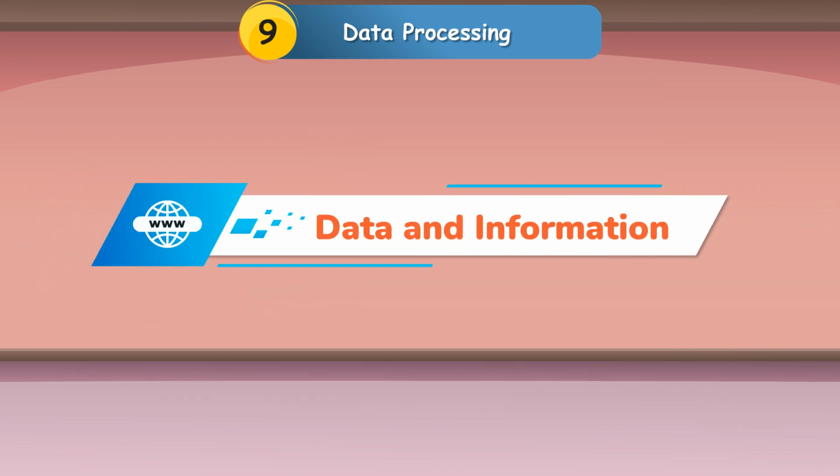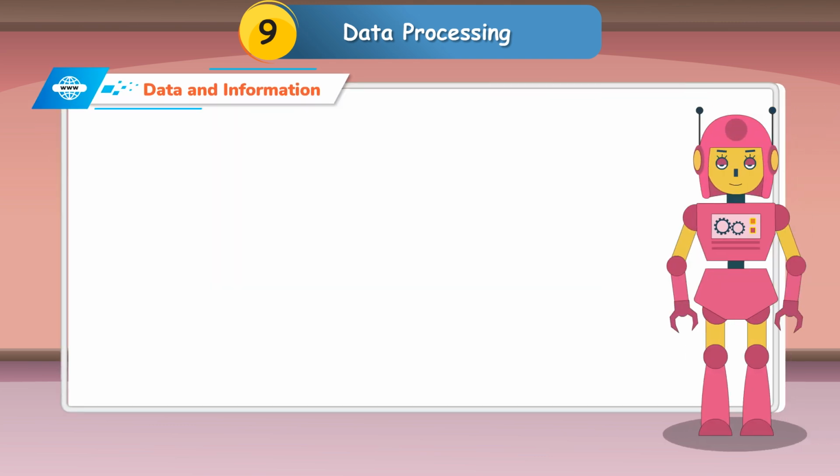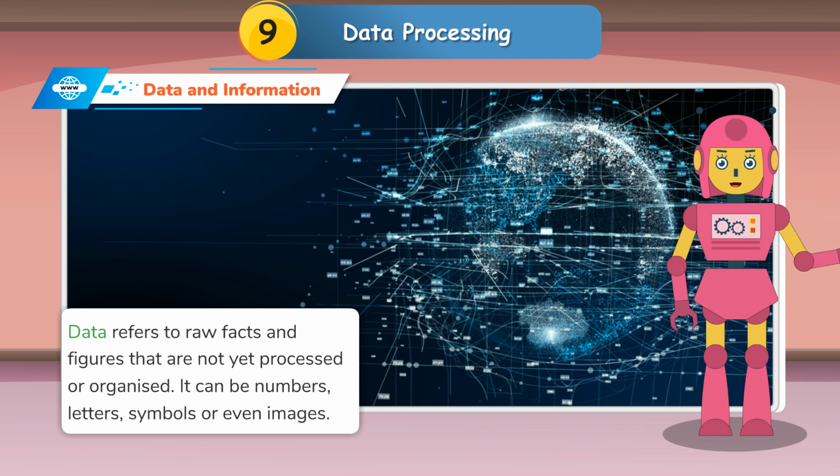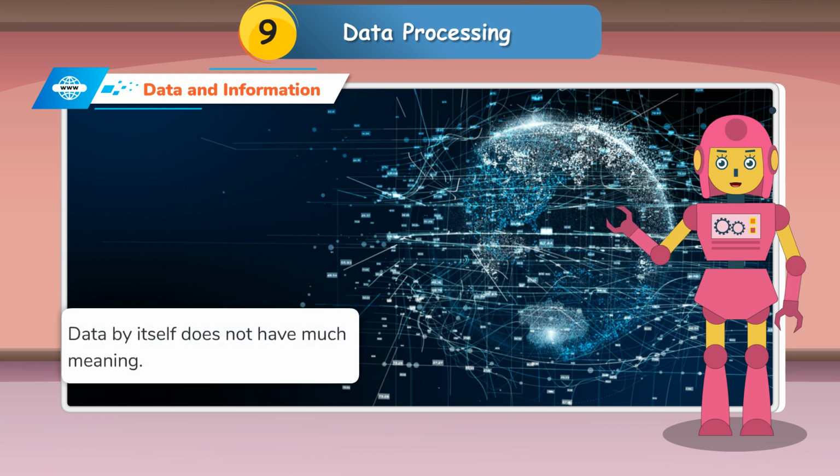Data and information. Data refers to raw facts and figures that are not yet processed or organized. It can be numbers, letters, symbols, or even images. Data by itself does not have much meaning.